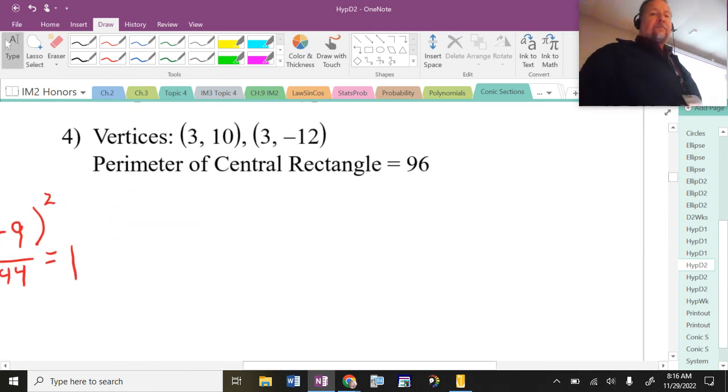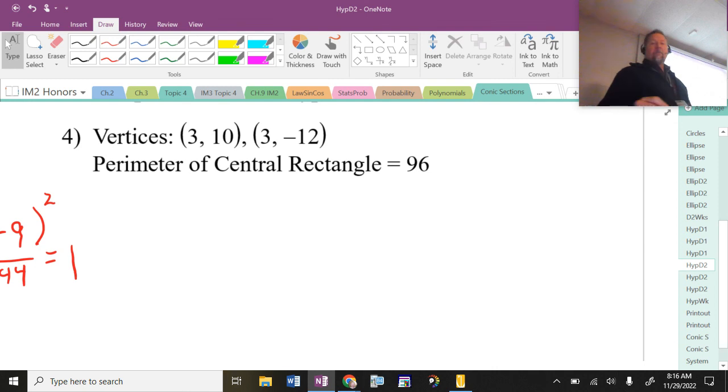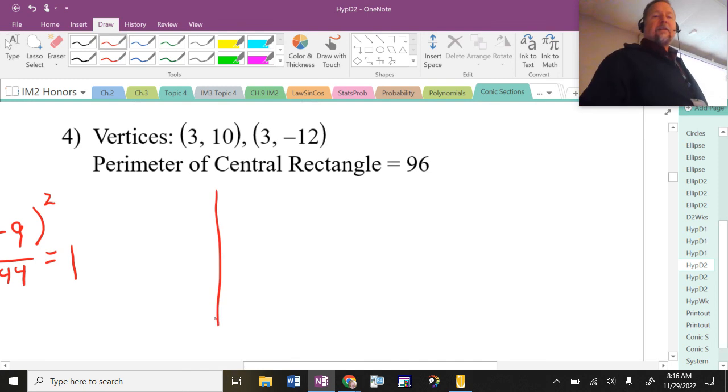Okay, I love this one. And actually, this one's easier than it appears to be. First of all, we have to know what perimeter means. I know you're writing the coordinates, but you don't have to learn how to write or graph a coordinate. Here's 3, 10. This is just to get an idea of vertices. And then 3 comma negative 12, which is way down here.